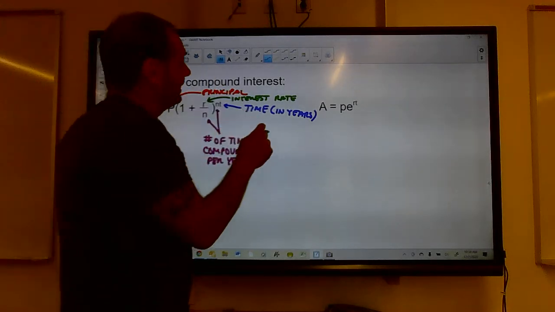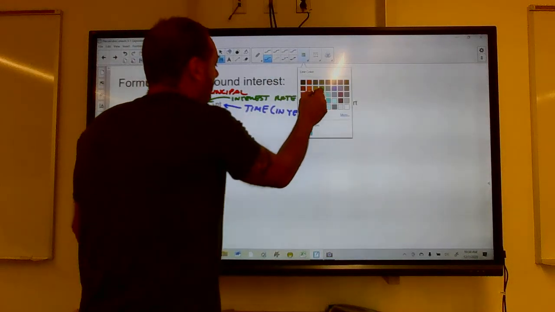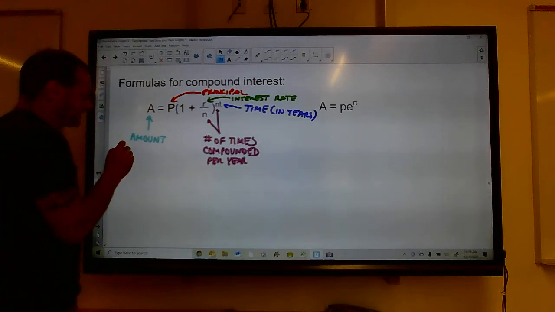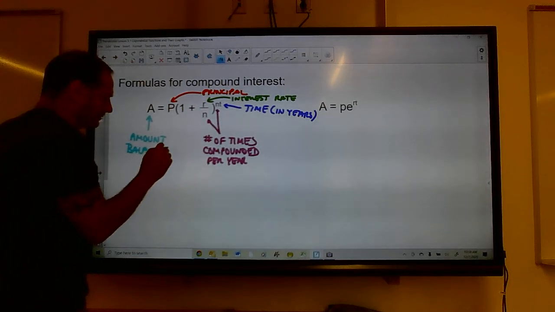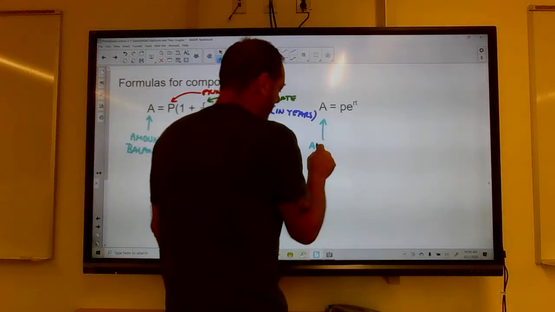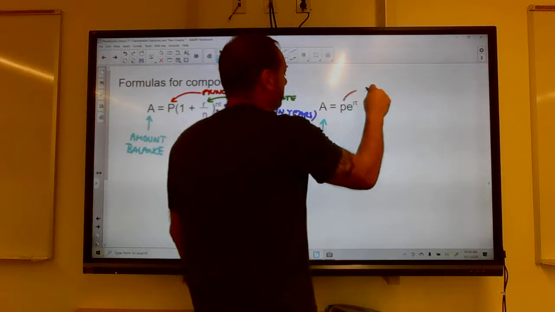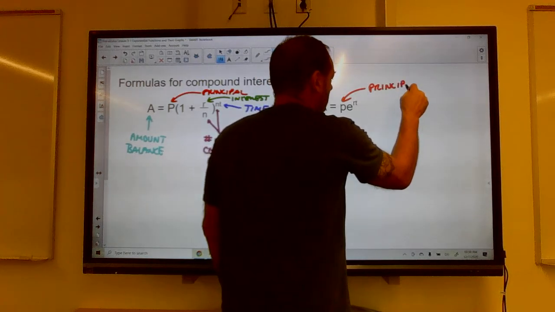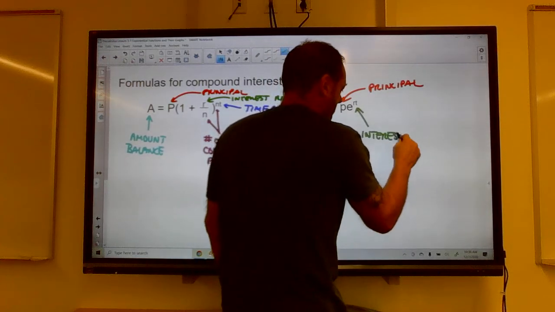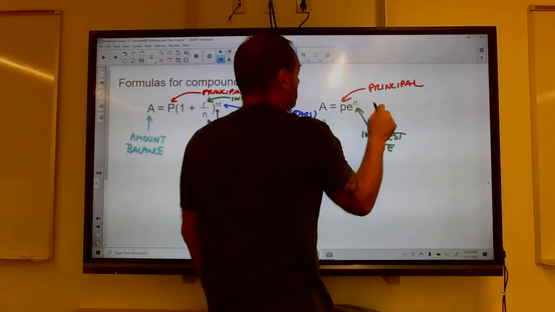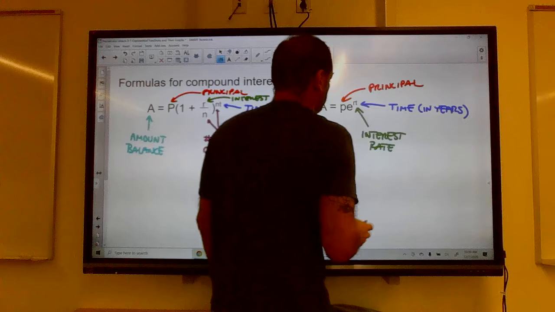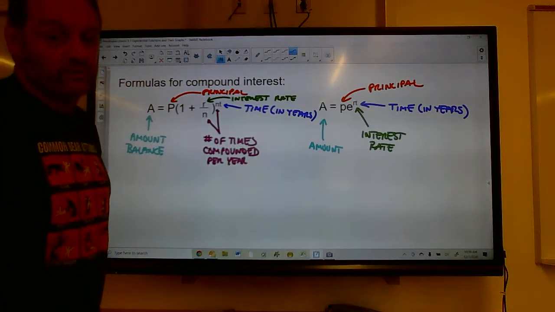Now, over here, an A stands for the amount. Sometimes this is a B and it stands for balance. This is how much money you'll have in your account. Okay, so over here, same thing, amount. All right, P is principal again. R is again interest rate. And again, T is time in years. And E is just the number E. That's all it is. It's not a variable. It's a number.